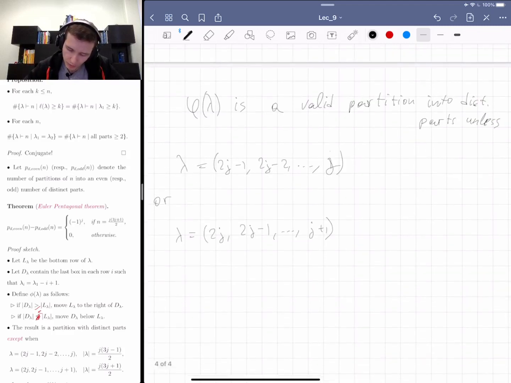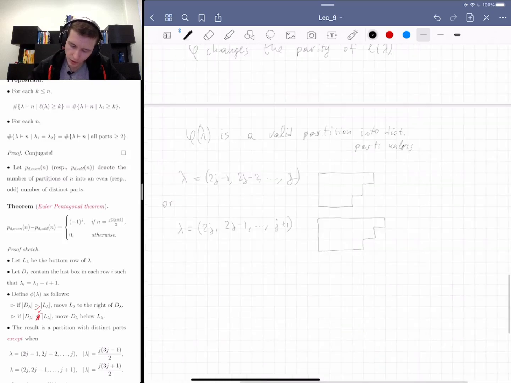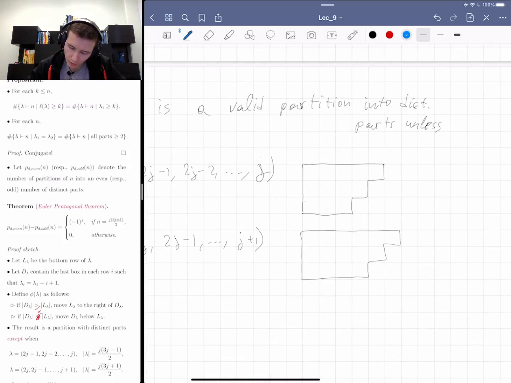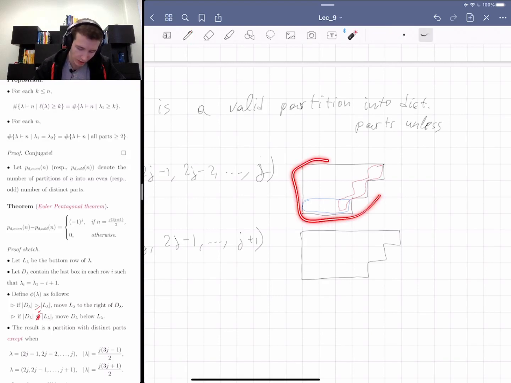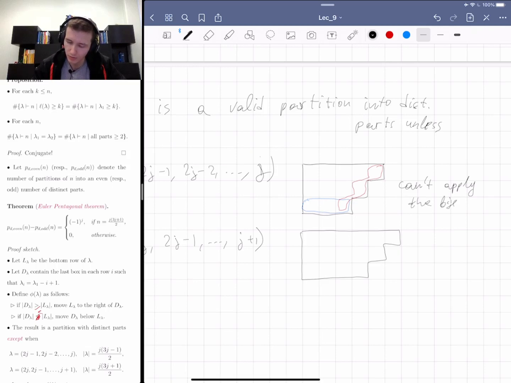So let me try to draw an example, maybe for j equals 3. So 5, 4, 3. Here 2j is 6, 5, 4. So what happens to these partitions is that you look at the bottom row, and L sub lambda and D sub lambda actually overlap. In the first case, D sub lambda is at least as big as L sub lambda. So I'm going to move the bottom row to the right. I can't apply the bijection here.